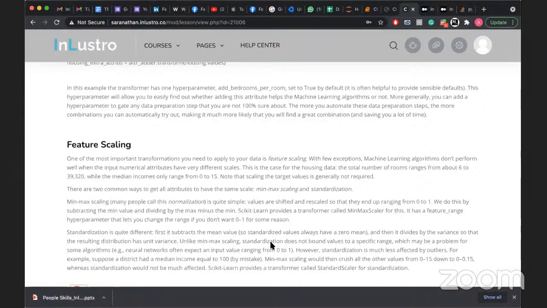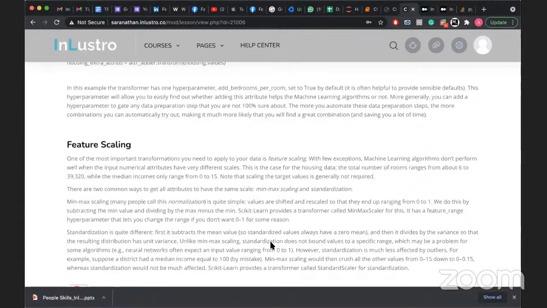There are two ways to get all attributes to the same scale. One is called min-max scaling. The second way is called standardization. Min-max scaling is what people call normalization. Values are shifted and rescaled so that they end up ranging from 0 to 1. What do we do in this? We just subtract the minimum value and divide by maximum minus minimum. Scikit-learn provides a transformer called MinMaxScaler, which automatically does this.